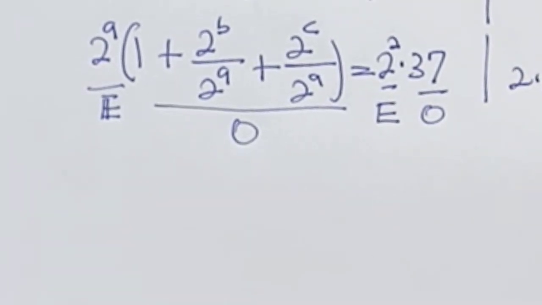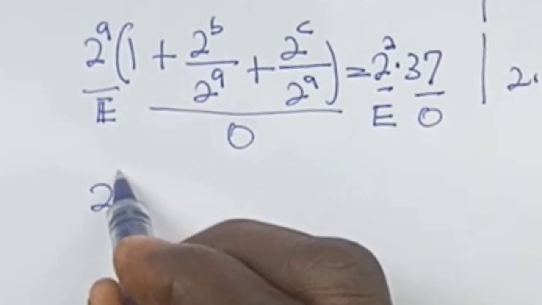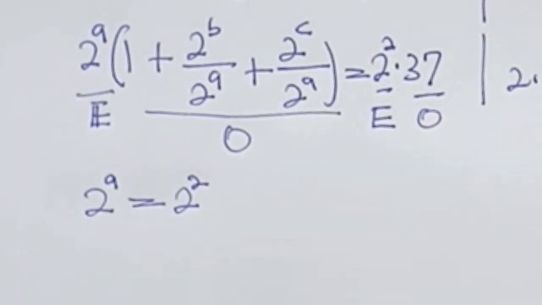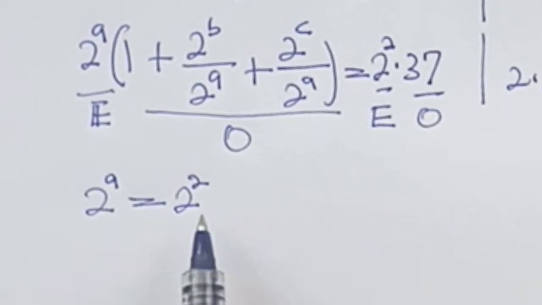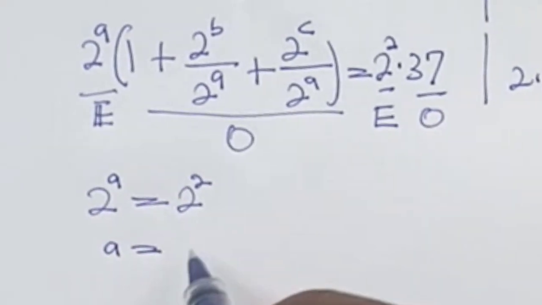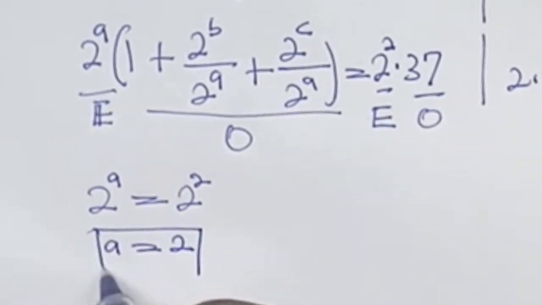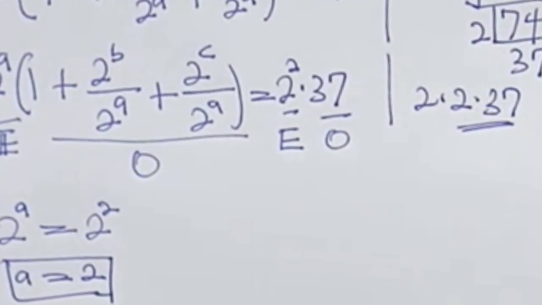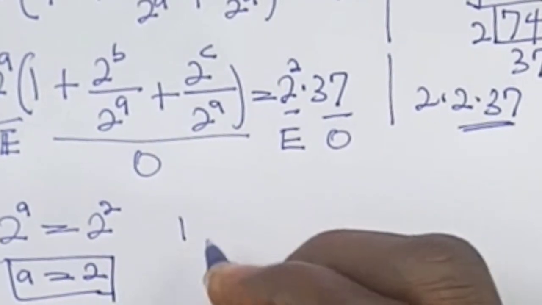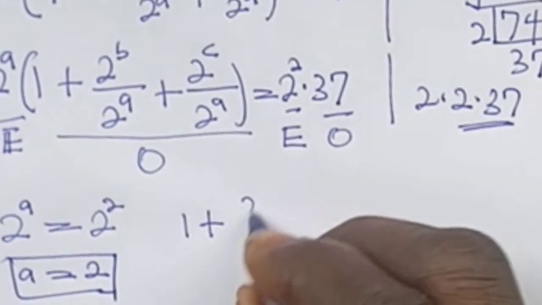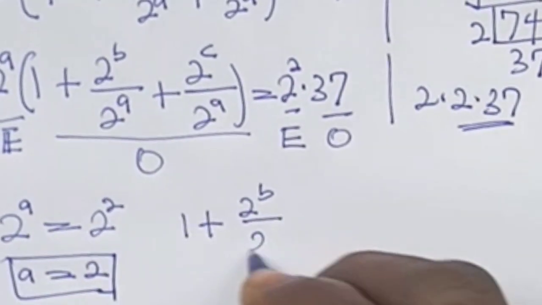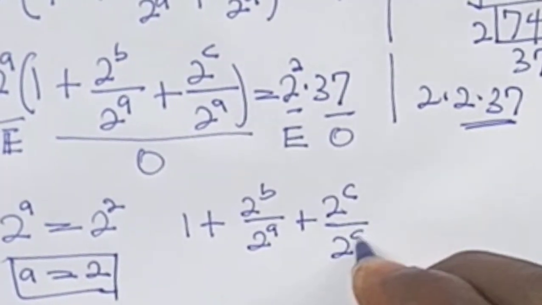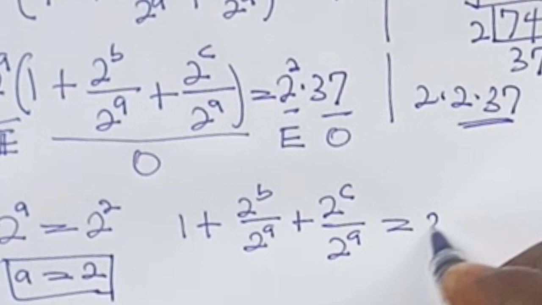so that we can have the next line as 2 to the power of a equals 2 to the power of 2. And since we have the same base, we can equate the powers so that a equals 2. So the value of a is equal to 2. And conversely, we have 1 plus 2 to the power of b over 2 to the power of a plus 2 to the power of c over 2 to the power of a. It should be equal to 37.